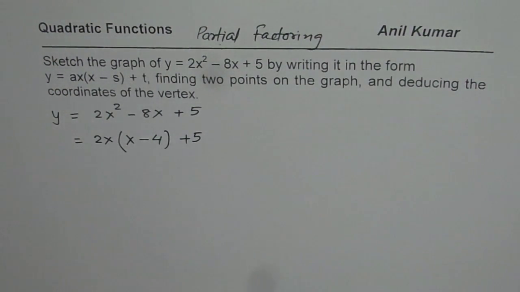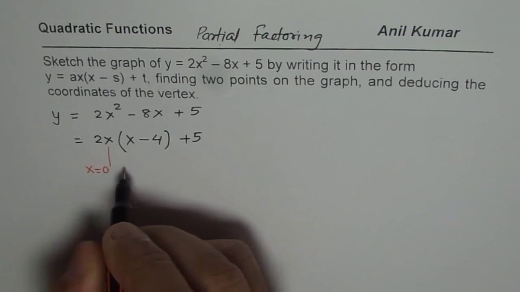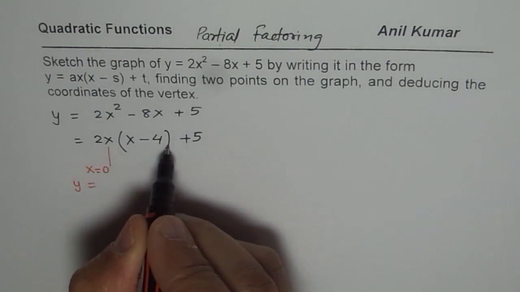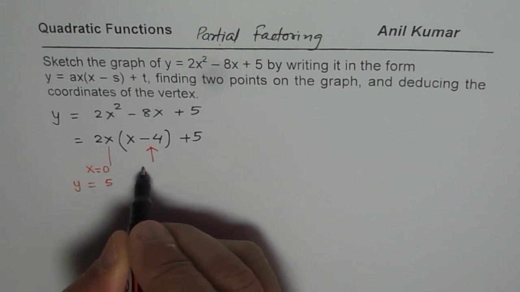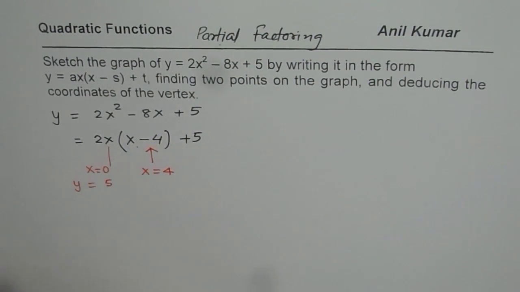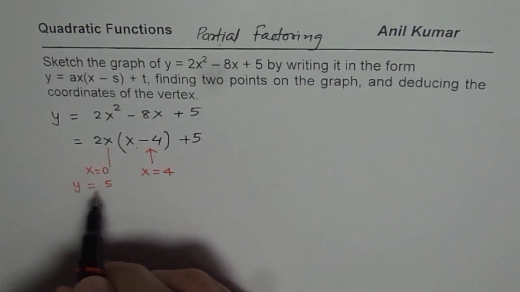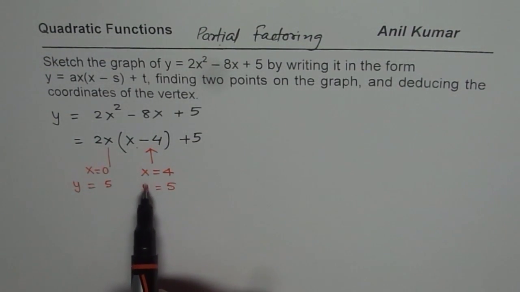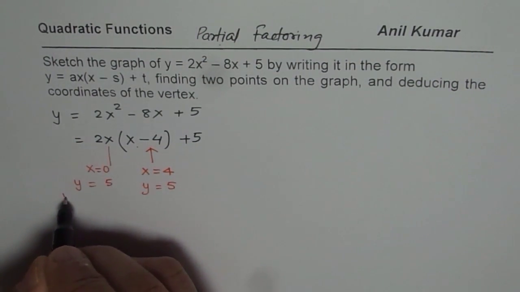Now, if you analyze this, if I make x equals 0, then what is y equal to? You'll say, in this case, the whole term will be 0, y equals 5. Now, if I make x equals 4, then this factor will be 0. So the second factor is 0. 0 times anything is 0. Again, you get y equals 5. That means you get two mirror images, and this one is the y-intercept.